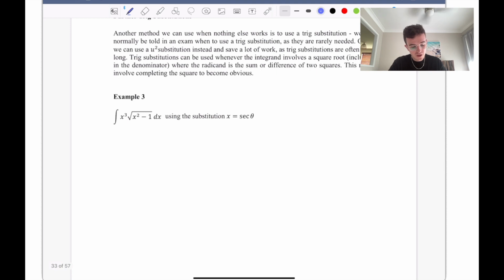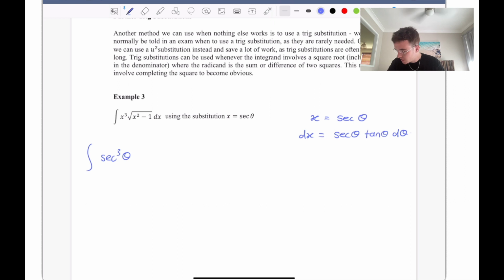So example 3 of the video, we're looking at the integral of x cubed root 1 minus x squared. And we're using the substitution x is sec theta. So first of all, if x is sec theta, we know that the differentiation of sec theta is sec theta tan theta. Let's just have a go at substituting that in. This is the integral of sec cubed of theta times the square root of sec squared theta minus 1. Now sec squared minus 1 is tan squared, and the square root of tan squared is tan.